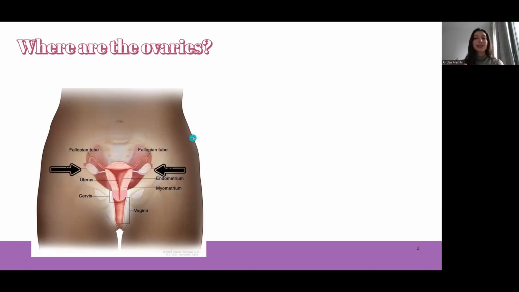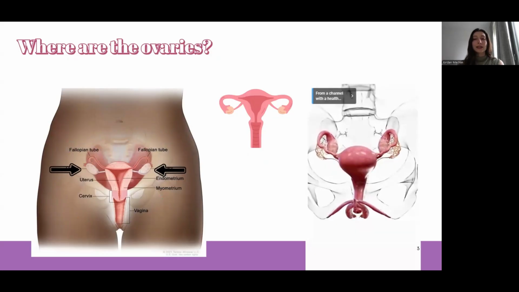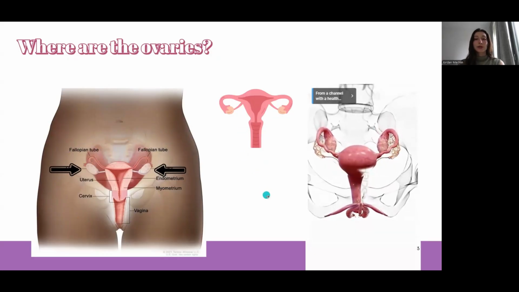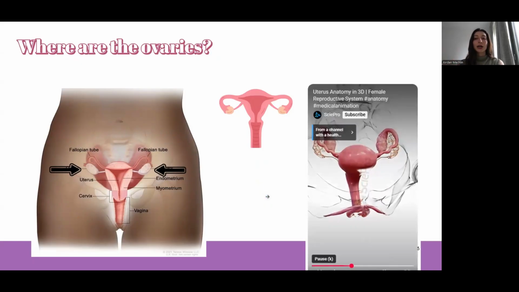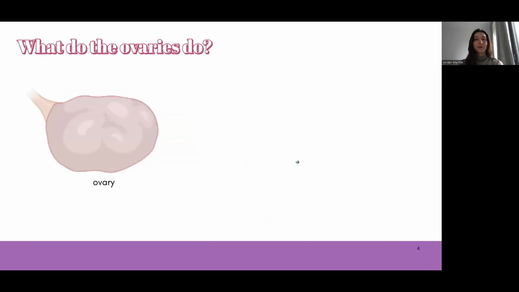Now, typically when you see diagrams of the reproductive system, they look like this, very flat with the ovaries out to the sides. In reality, this is the orientation of the reproductive tract in the body. So a more accurate diagram looks like this, where we have the front of the body here and the back of the body here.